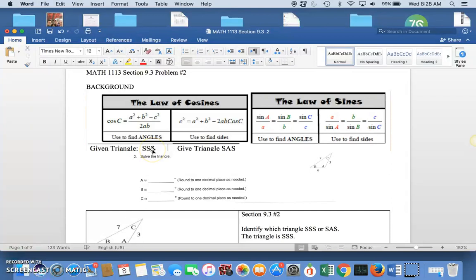If you have three sides, you'll have to use this version. If you've got side angle side, you would use this. So if we're trying to find angles, this, sides, that. These are the two situations where you have to use the law of cosines.